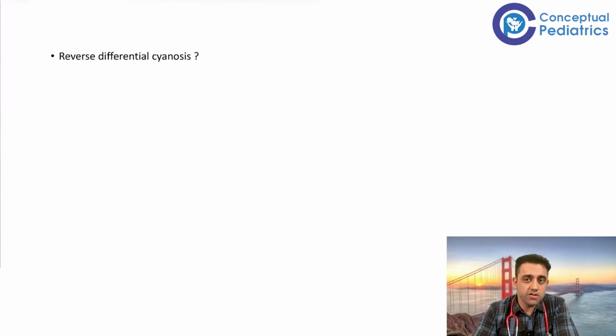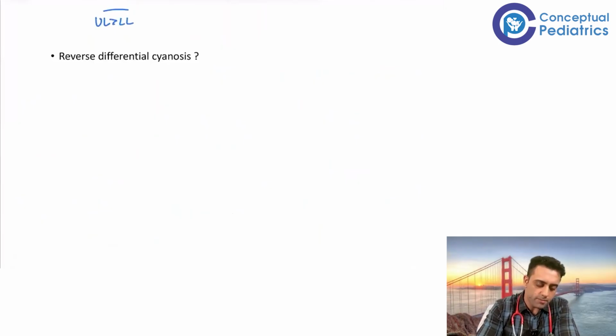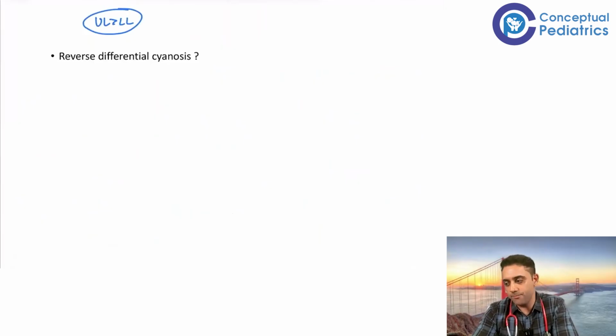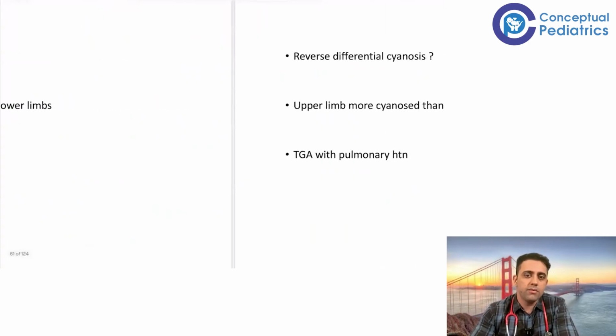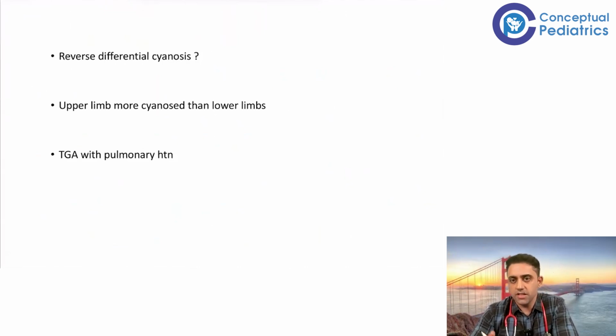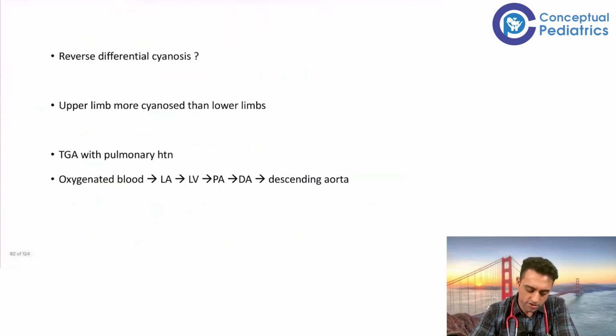What is reverse differential cyanosis? Reverse differential cyanosis is when my upper limbs are more blue than my lower limbs. What are the examples where the upper limb is more blue than the lower limb? That also is very easy. Now remember TGA with reversal of shunt, TGA with pulmonary hypertension. Why in TGA with reversal of shunt or TGA with pulmonary hypertension will you have the upper limb more blue than the lower limb? See, it's very easy.